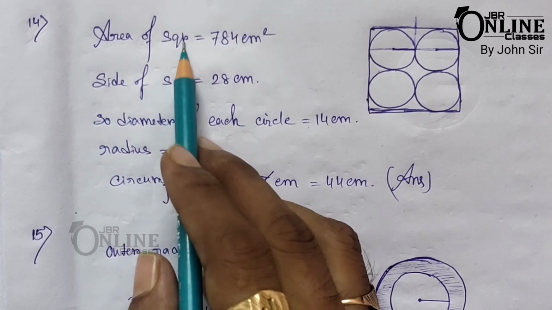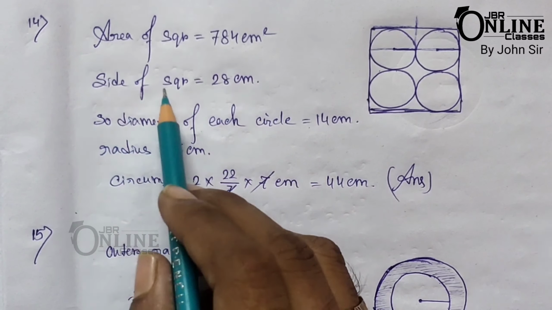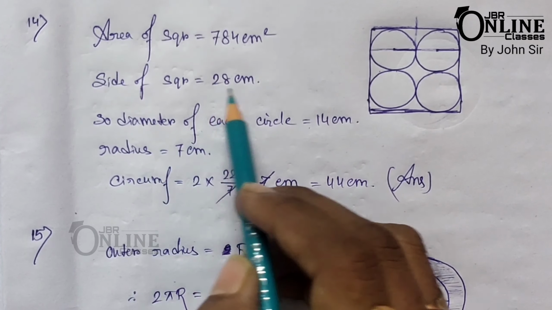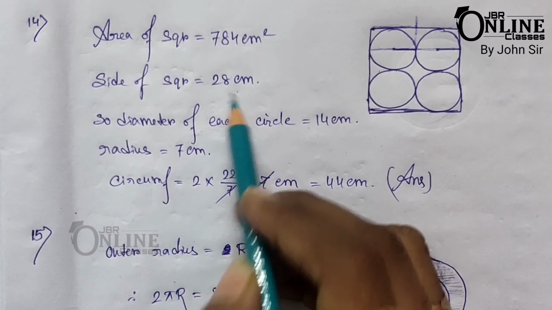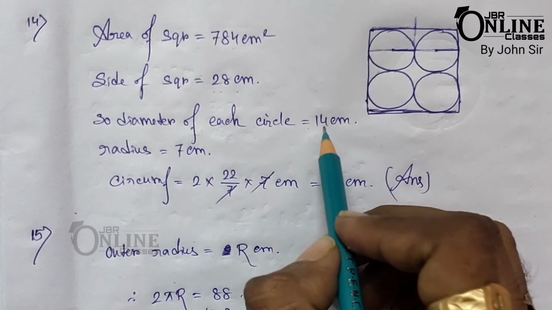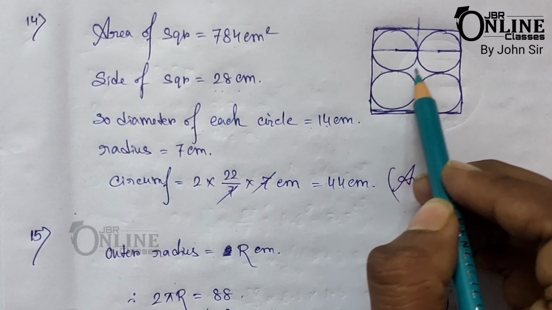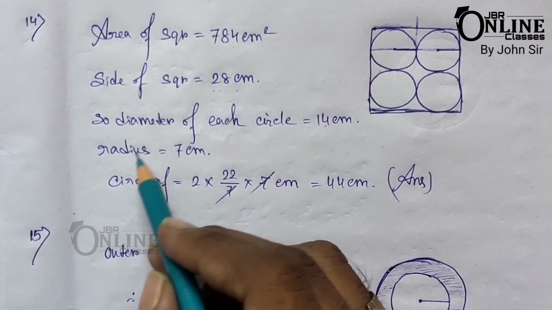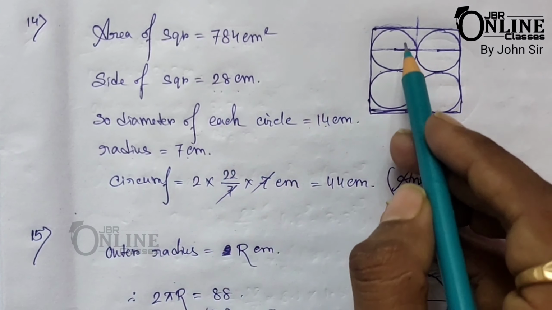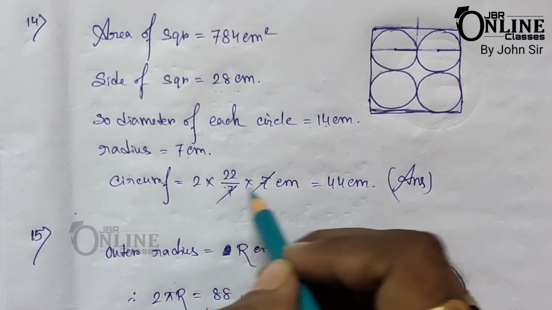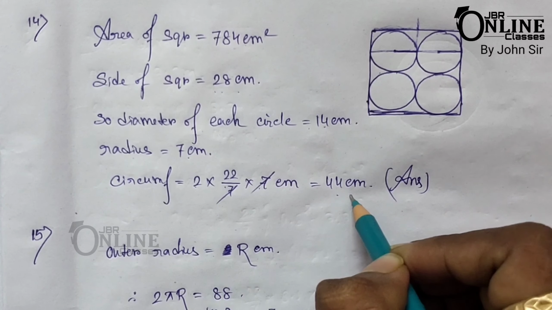So first here area of square is 784, then side will be root over 784, that is equal to 28 centimeter. Now half of the 28 is equal to 14, and 14 is the diameter of one circle. So radius is equal to 7 centimeter. Then you have to find out the circumference. So 2 pi r, and that is equal to 44 centimeter.